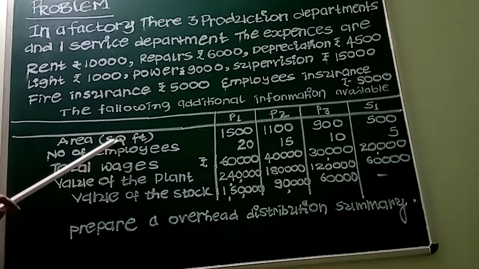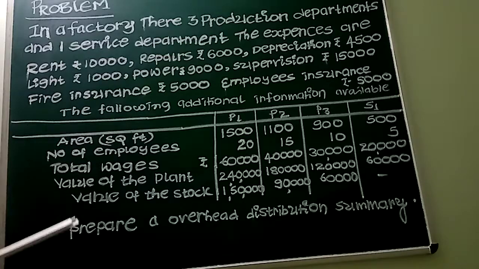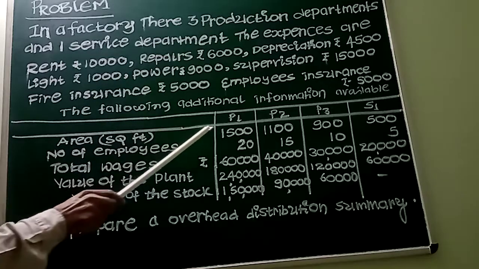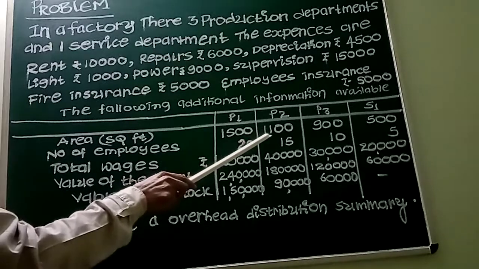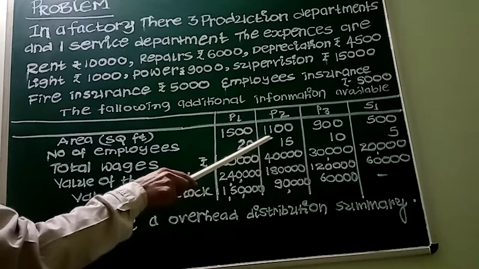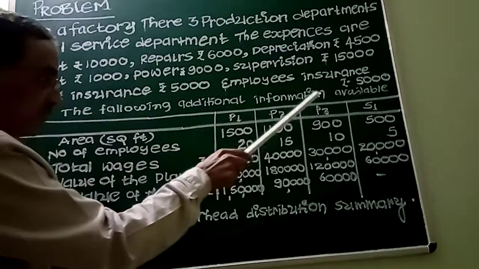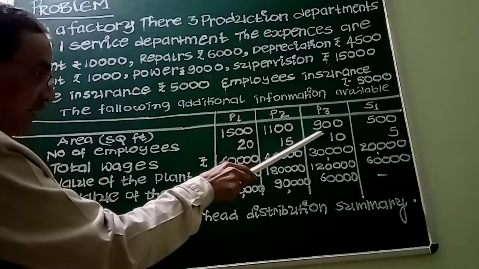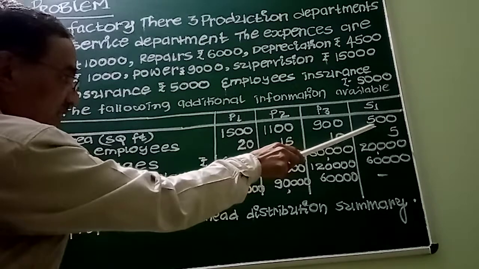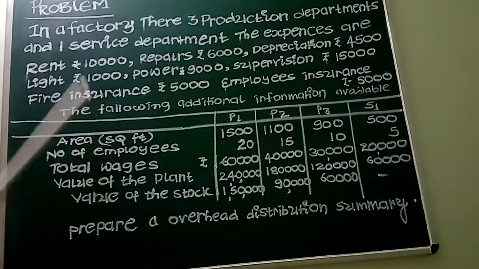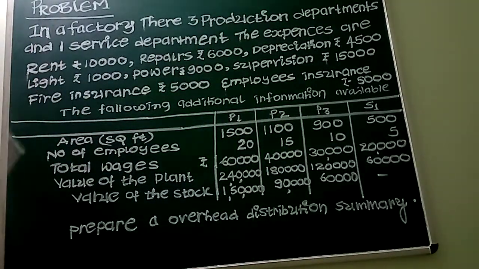Here it is given on square feet basis. For example, production department 1, 1500 square feet, production department 2, 1100 square feet, and production department 3, 900, and service department has occupied only 500 square feet. On this basis, we have to apportion the rent.